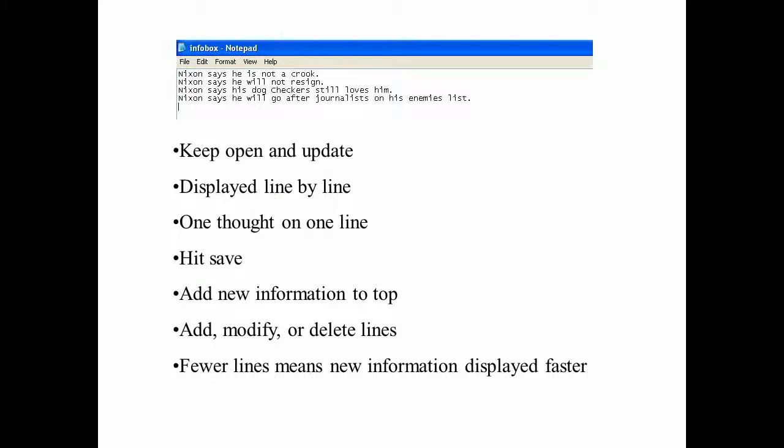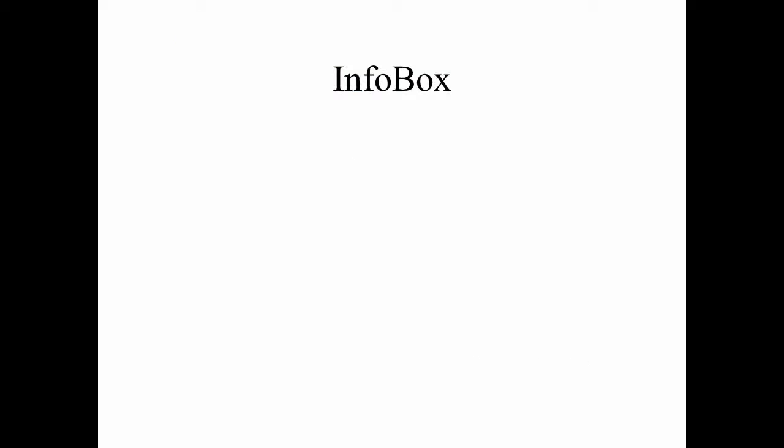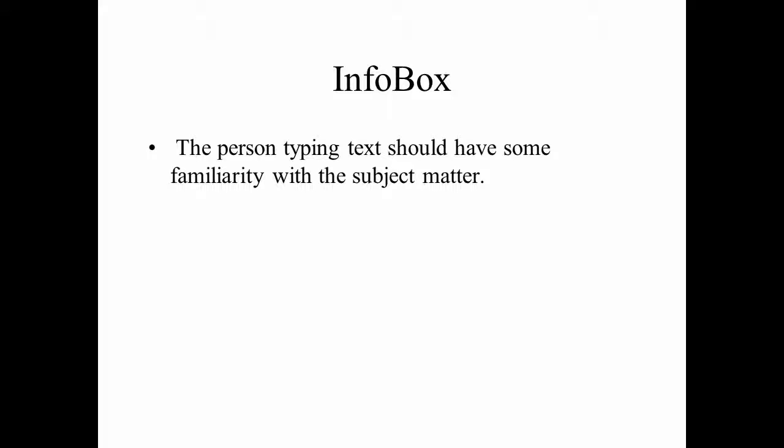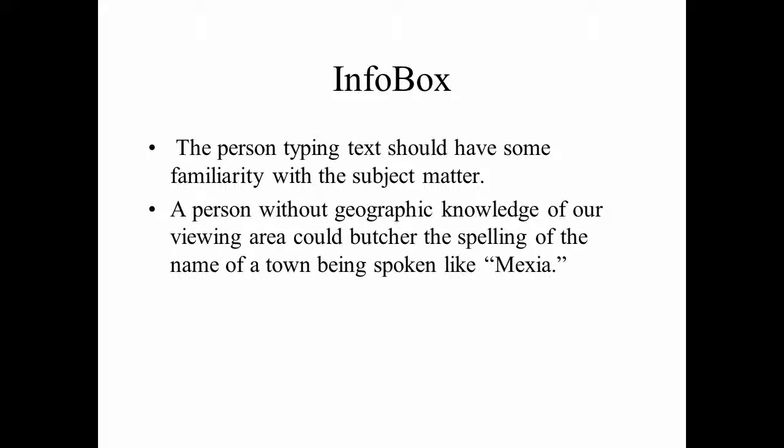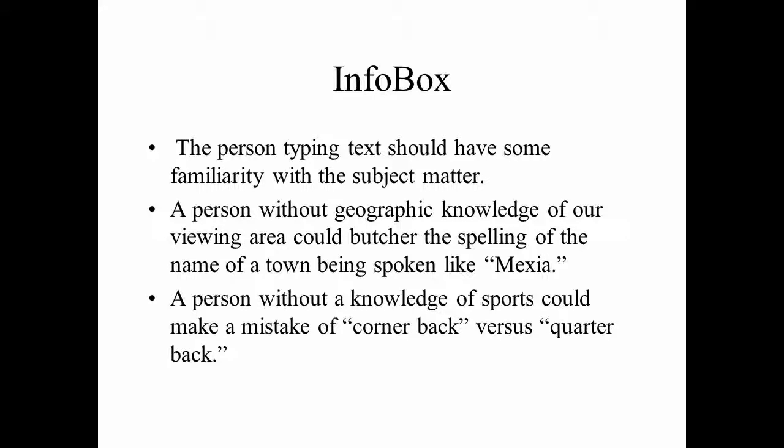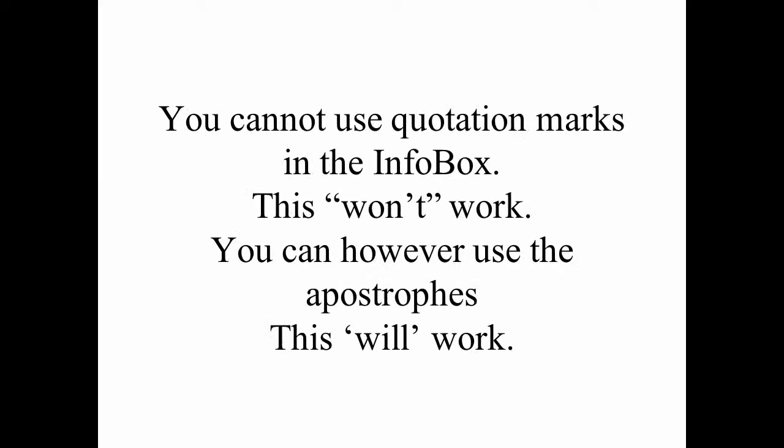The person updating the text file should be near the action. If during weather, the person should generally be in the severe weather center. For a news event, the person should generally be in the production control room. The person typing text should have some familiarity with the subject matter. A person without geographic knowledge of our viewing area could butcher the spelling of the name of a town being spoken, like Mahia. Or a person without a knowledge of sports could make a mistake of cornerback versus quarterback. This type of mistake would be highly embarrassing for the station, as well as a failure to accurately caption. You cannot use quotation marks in the info box.